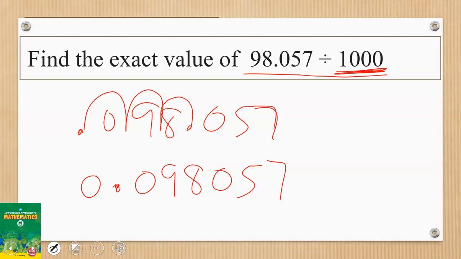So that our answer becomes 0.098057. I'm sure this has really helped you to understand how to divide and multiply by powers of 10. Thanks so much for watching.